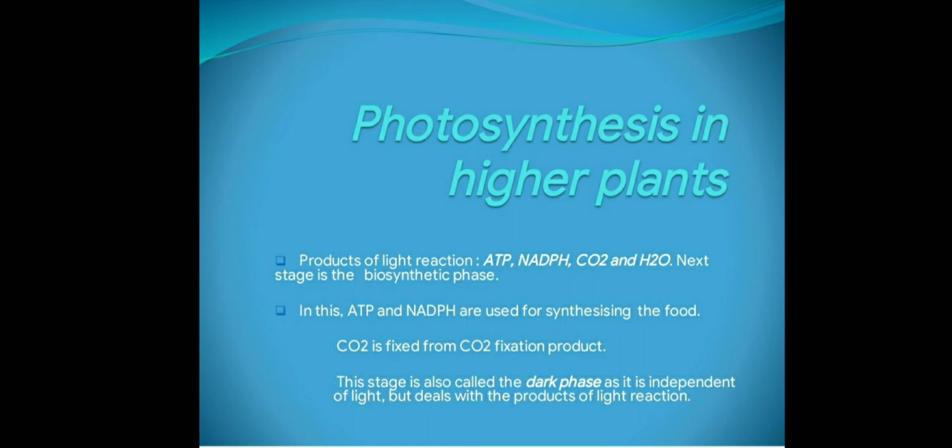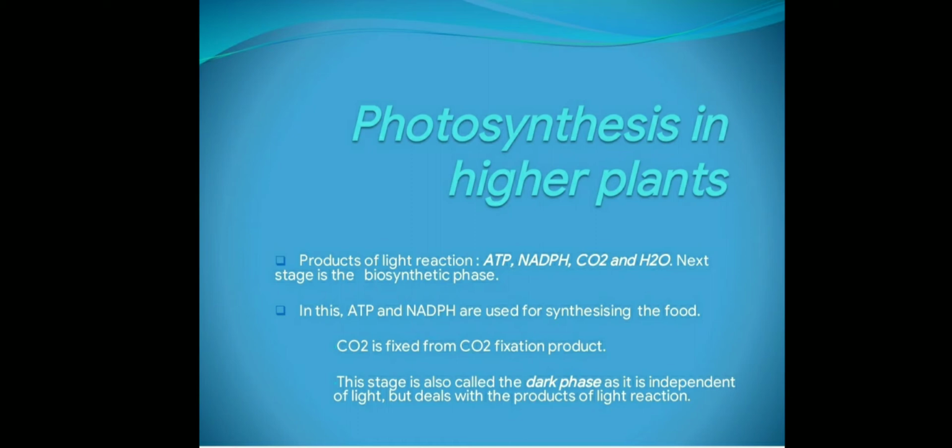Second, there are some plants where CO2 is fixed and the first product formed is a 4 carbon atom compound. If CO2 is fixed and the first product is a 4 carbon atom compound, the pathway is called the C4 pathway, or C4 cycle. The 4 carbon compound is oxaloacetic acid. When CO2 is fixed, oxaloacetic acid is formed as the first primary product in some plants. So it is called the C4 pathway, and the primary product of the C4 pathway is oxaloacetic acid.